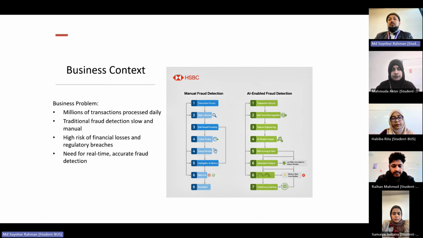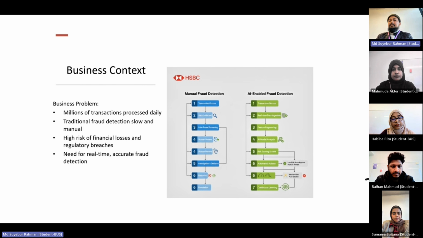This created two major risks. First is financial losses, and the second is the regulatory breaches. Financial losses, such as fraudsters were stealing money faster than the bank would catch them, and regulatory breaches, such as the bank risked fines for failing to stop money laundering. There was an urgent need for a system that was real-time and accurate. I will now hand over to Sumaiya to explain the technical solution HSBC implemented.